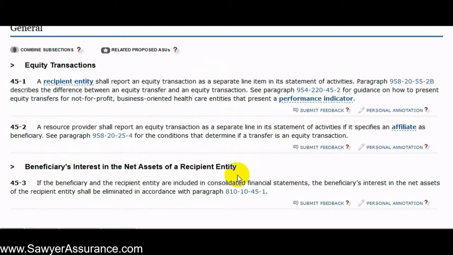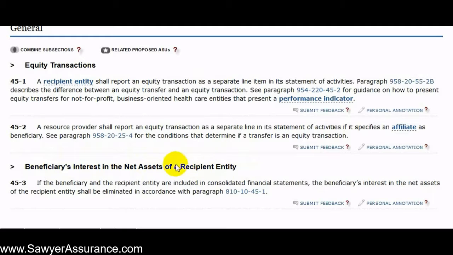The next section is beneficiary's interest in the net assets of a recipient entity. We remember in the prior videos, if the recipient entity has received assets from a donor that are intended for the beneficiary, then the beneficiary should record an asset account that is an amount of the interest in the net assets of the recipient entity. So what amount of the recipient entity's net assets are intended for the beneficiary.